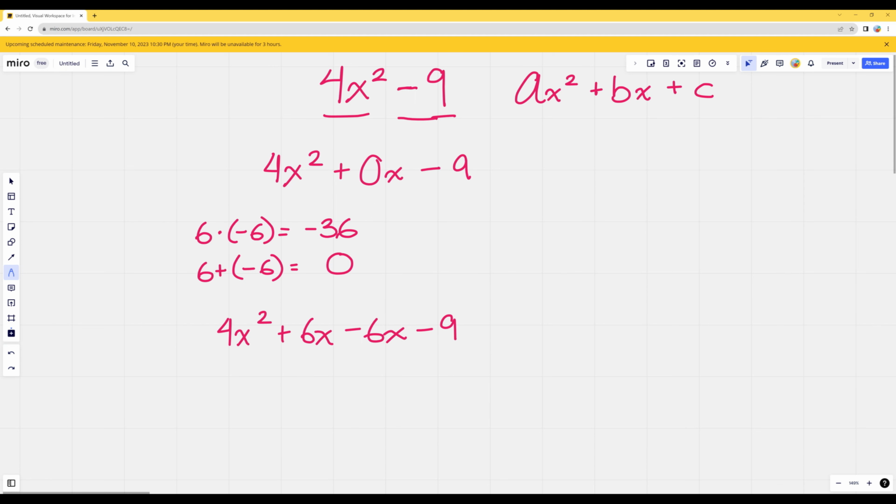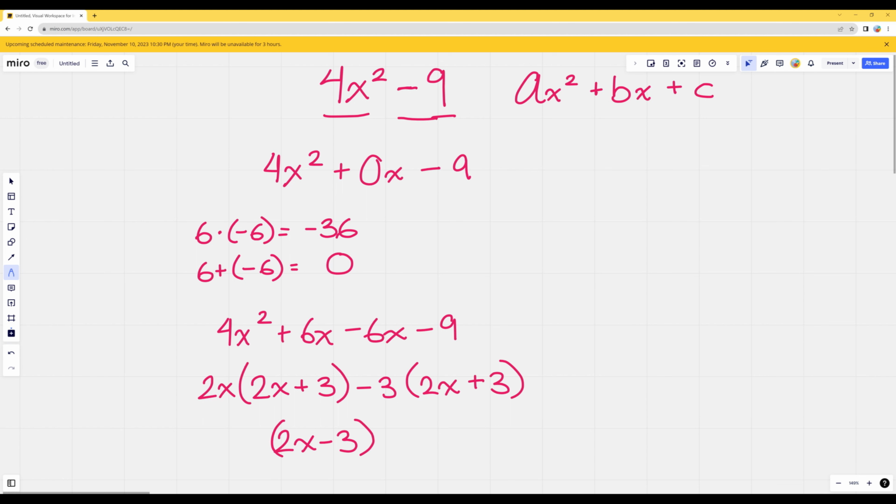So now let's pull the GCF out of each of the two sets of terms. We have a 2x on the outside. Inside the bracket, we have 2x plus 3, and pull out a GCF from our second half, which is negative 3. Inside our bracket, we have 2x plus 3 once again. So now our final answer is going to consist of two sets of brackets. One of them is 2x minus 3, which is the one outside of the brackets, and 2x plus 3, which is inside the bracket.